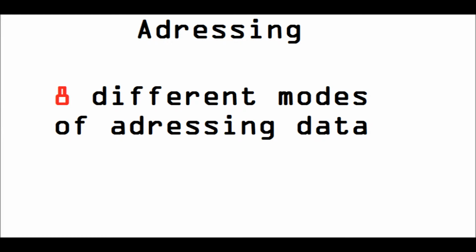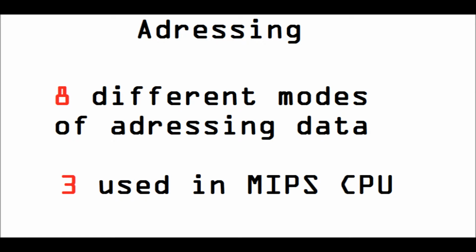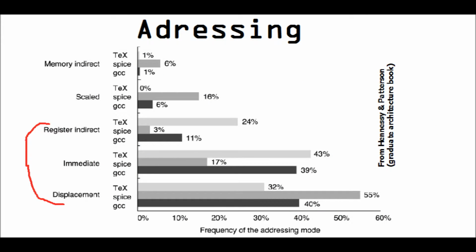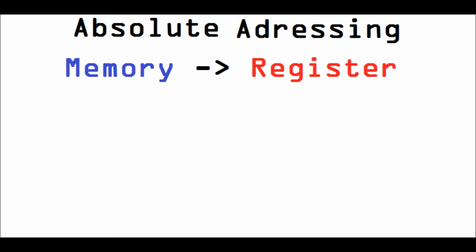So there are 8 different modes of addressing data. 3 of these modes are used in the MIPS CPU. Here is a listing of all of them. The ones in the yellow area are the ones used by MIPS. And not surprisingly, the ones that are used by MIPS are also the most popular ones and the ones that are most often used. So let's talk about one of them.